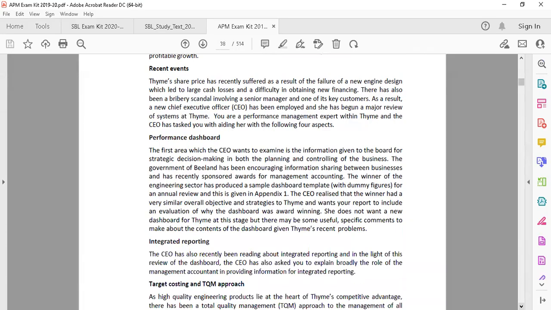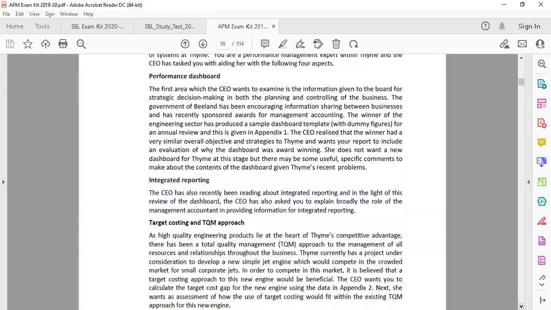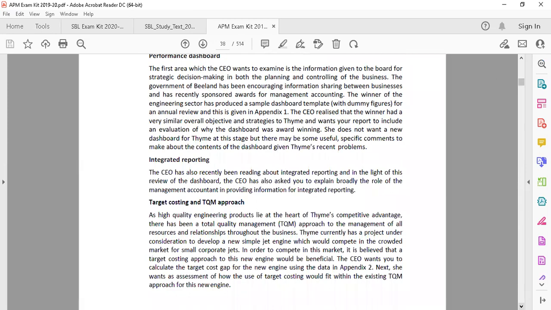The first area which the CEO wants to examine is the information given to the board for strategic decision making in both the planning and controlling of the business. The government of D-Land has been encouraging information sharing between businesses and has recently sponsored awards for management accounting. The winner of the engineering sector has produced a sample dashboard template with dummy figures for an annual review, and this is given in Appendix 1.